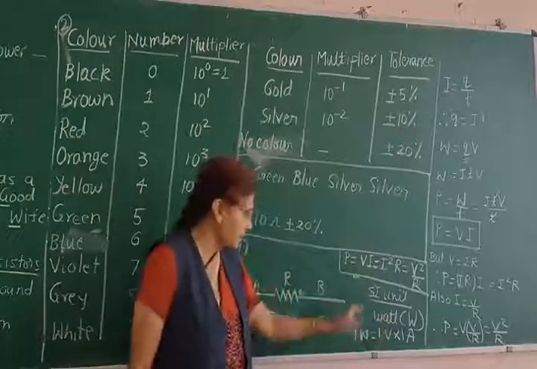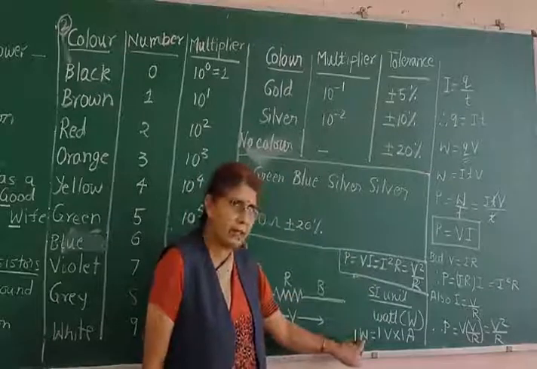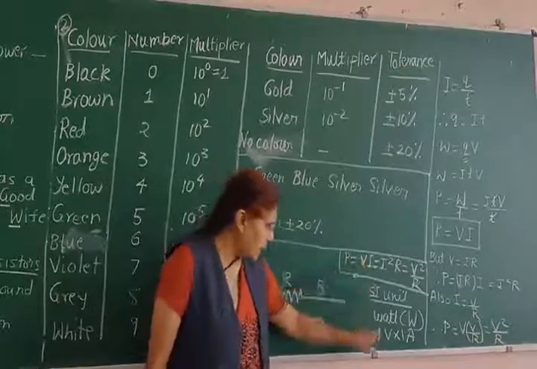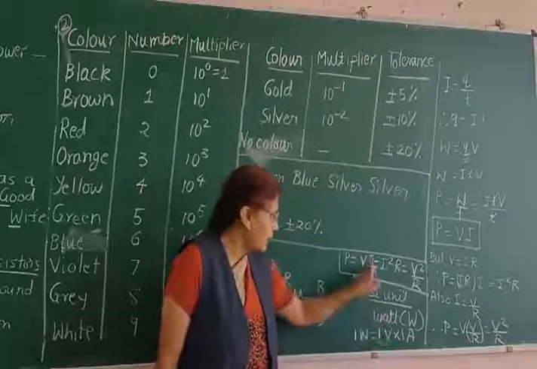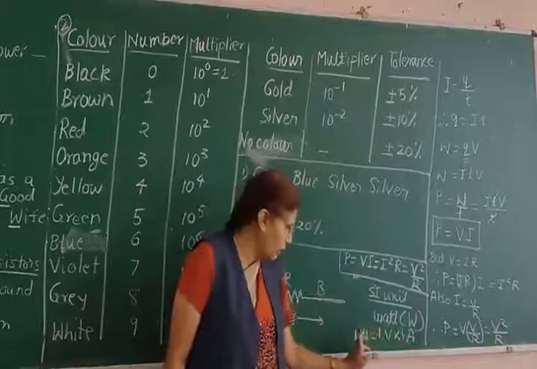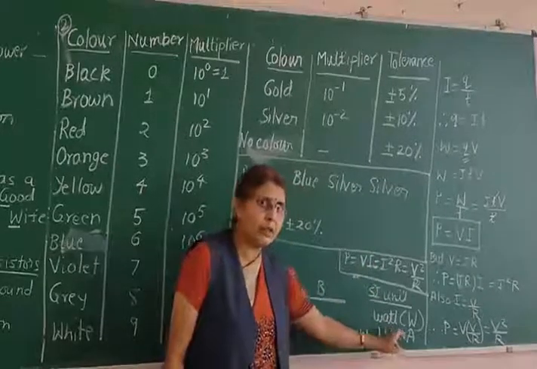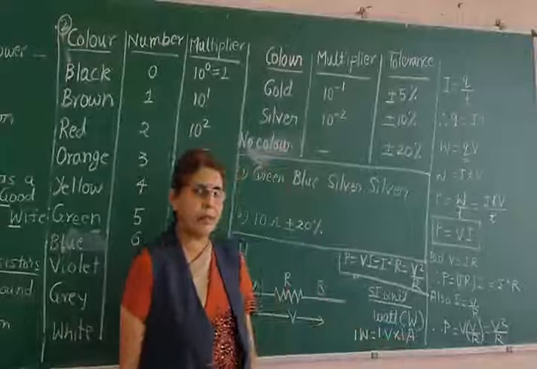Now only apply it here. Let us say power P is 1 watt, potential difference is 1 volt, and current I is 1 ampere. So 1 watt is equal to 1 volt into 1 ampere. How will you put it in words?